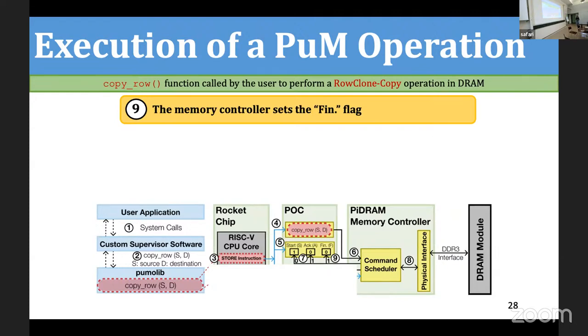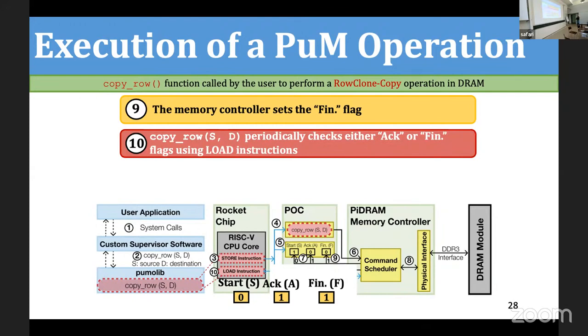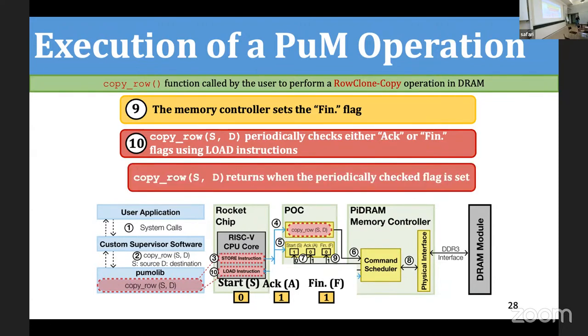After it finishes executing the operation, the memory controller will set the fin flag to logical one, and the copy row periodically checks either the ACK or fin flags using a load instruction. This is because there are some functions that can finish before the fin flag is set to one, so it depends on the function. In this case, it will return when the fin flag is set to a logical one.